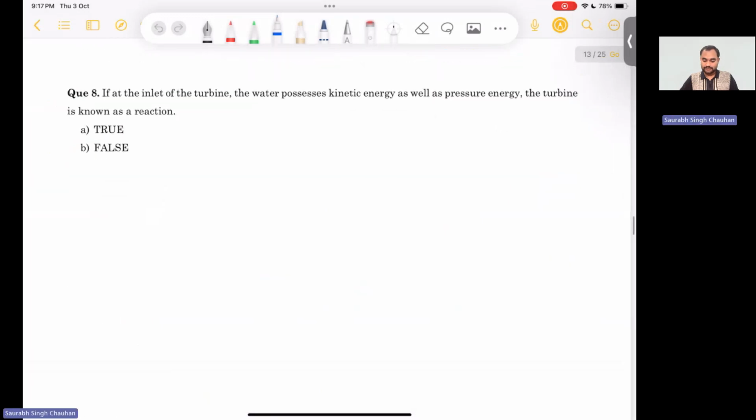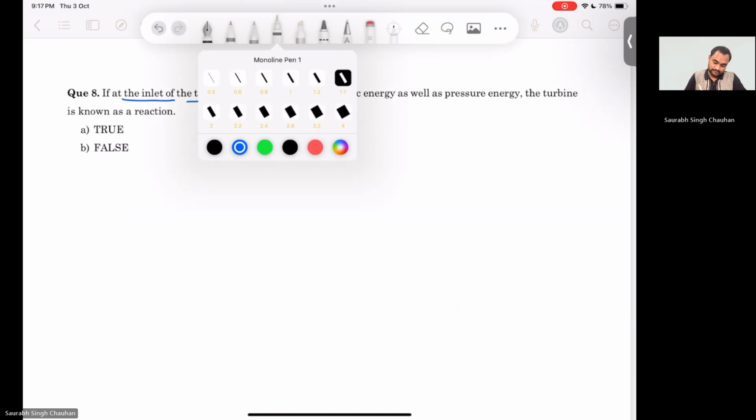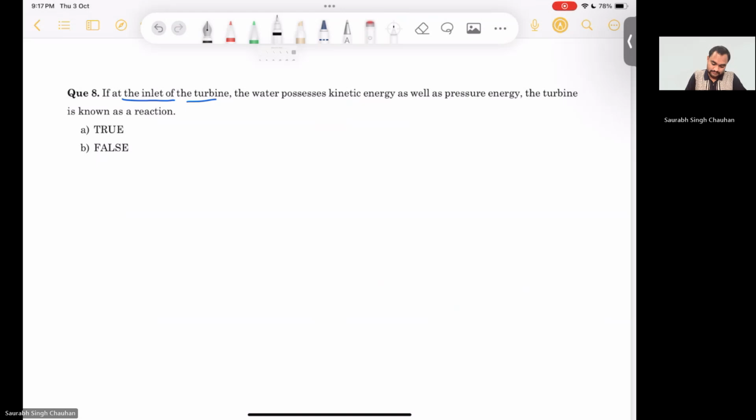If at the inlet of the turbine, water possesses kinetic energy as well as pressure energy, the turbine is known as a reaction turbine. So I have to tell whether this statement is true or false. It is saying kinetic energy as well as pressure energy.